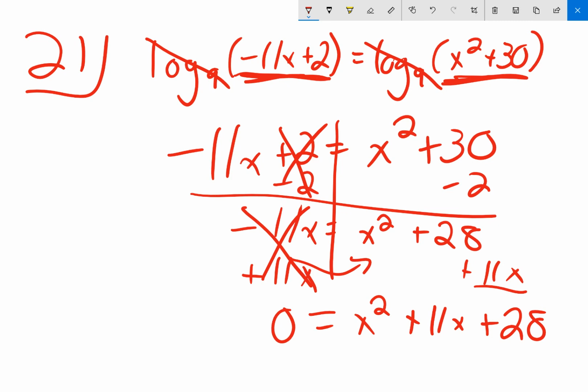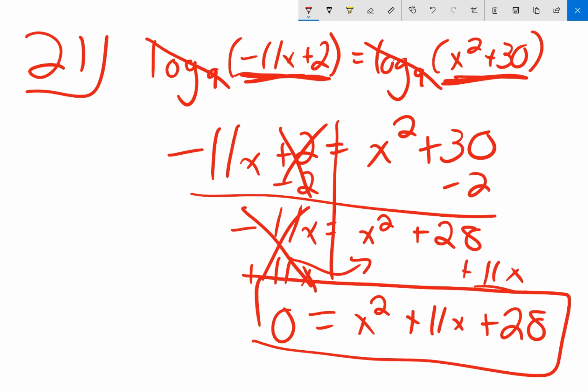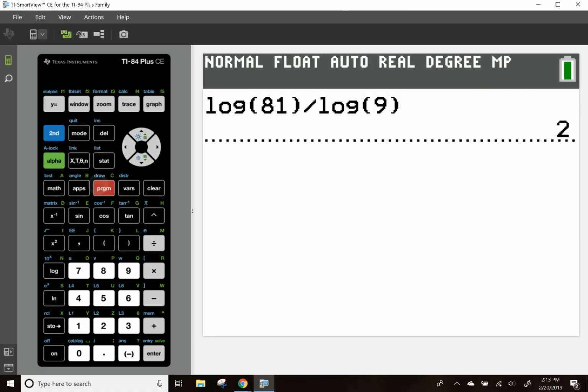It can't combine with x squared because it's not a like term with x squared. It can't combine with 28 because it's not a like term. What we have is a quadratic. And we can solve this quadratic in our calculator. Now, I'm not sure if my calculator has the program already on it.